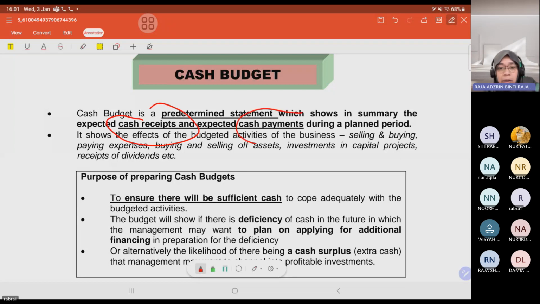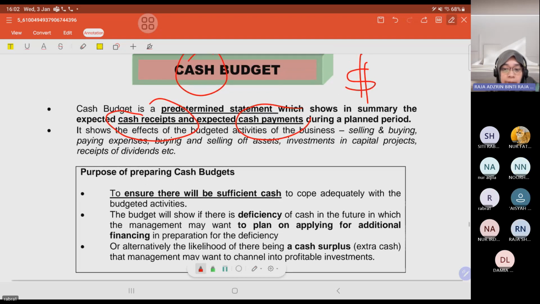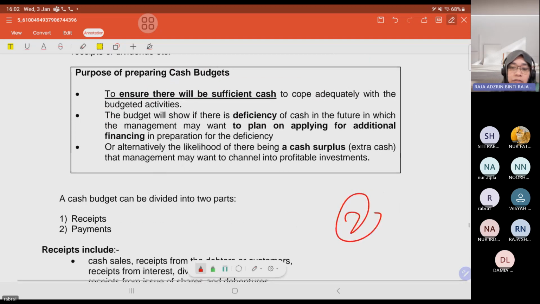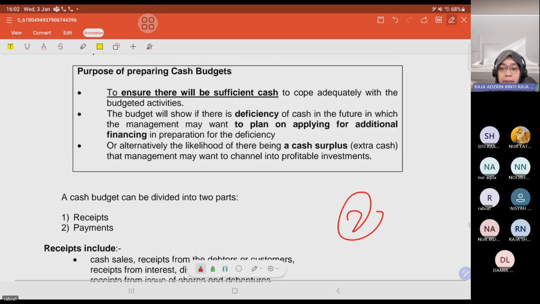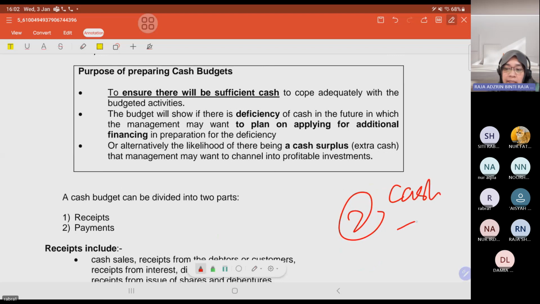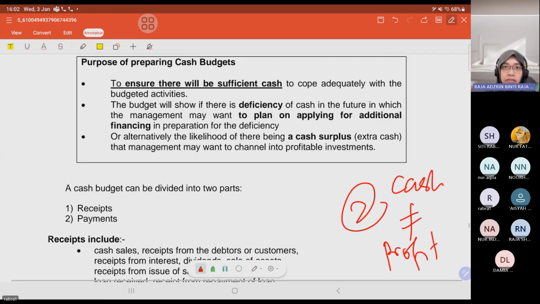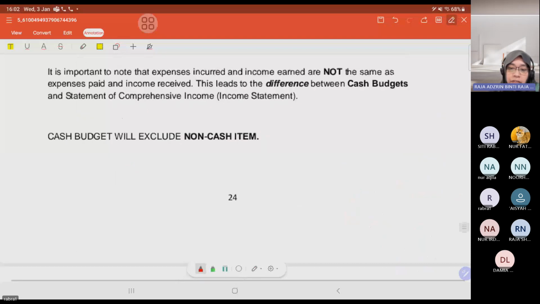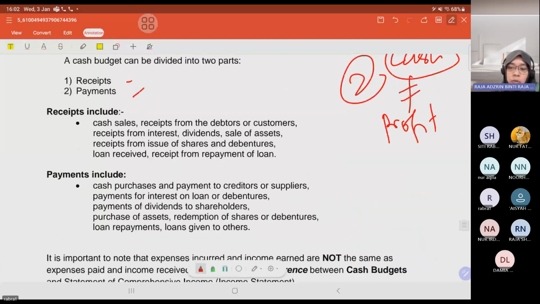And do remember, when you talk about the cash budget, it only relates to cash. All the non-cash items should be excluded. That is one thing that you need to know. Secondly, you also need to know that there is a difference between cash and profit. Cash is not the same as your profit, because cash is based on the receipt and payment, whereas your profit is derived based on the accrual basis.